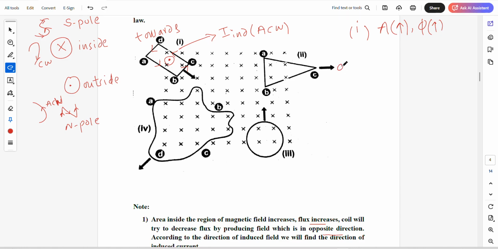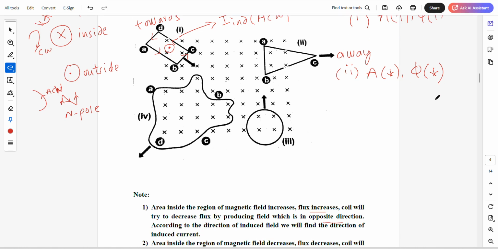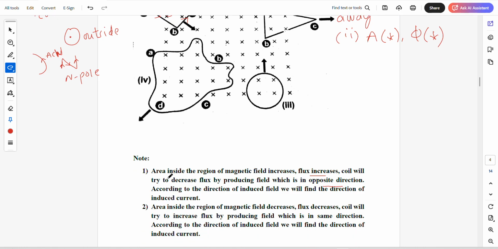Second, it is what? Away. Second is what? Away. When it is away, what happens? Area is decreasing. Flux also decreases. When flux decreases, the coil produces what? Second case. Okay, flux decreases. Coil will try to increase flux by producing a field which is in the same direction.